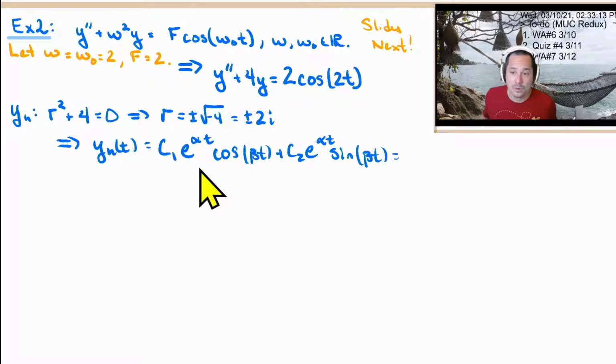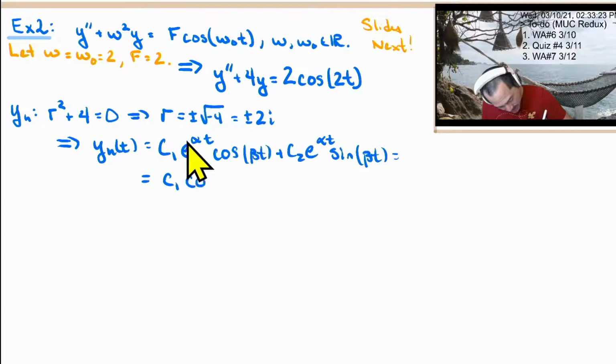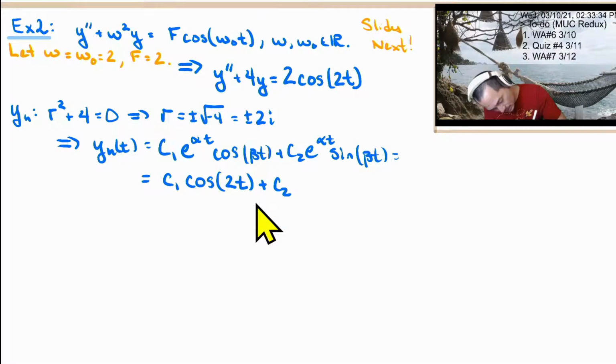But what's my alpha? In this equation here, there's no real part, so my alpha is equal to 0. But then what's e to the 0? My e to the zeros are 1, so I get c1 times cosine beta. Well, what goes in for that beta? It's the imaginary component of the complex root that goes in for beta, so I get c1 cosine 2t plus c2 sine 2t.